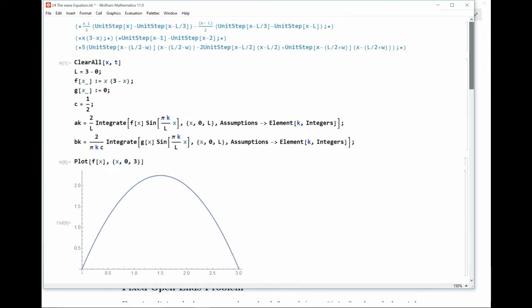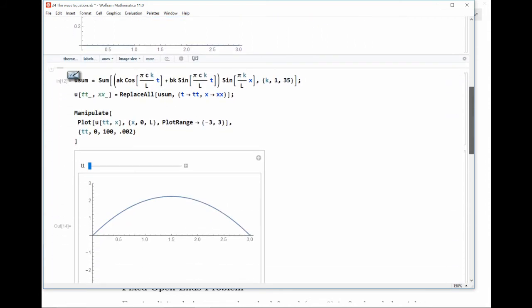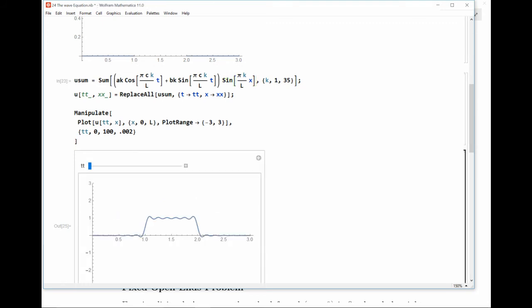I also prepared a few other functions that are kind of interesting. One of them is the step function. So what if my initial configuration of the string is slightly different? What if it's just a function that is 0 up to 1, then jumps to 1, then jumps back to 0 at 2? So let's see what happens. Let me redefine. We have now some sort of going back and forth waves. And that's how this string vibrates.